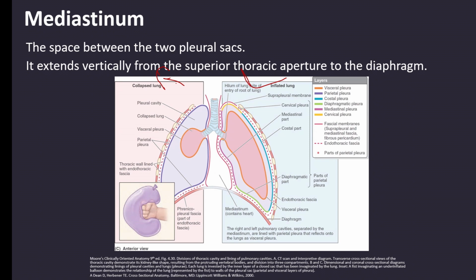Between these two pleural sacs, the right one and left one, there is a space. That vertical space here between the right and left pleural sacs is called the mediastinum. So the mediastinum is the space between the right and left pleural sacs. It extends vertically from the superior thoracic aperture to the level of the diaphragm, and it is lined with that part of the pleura, the mediastinal pleura.